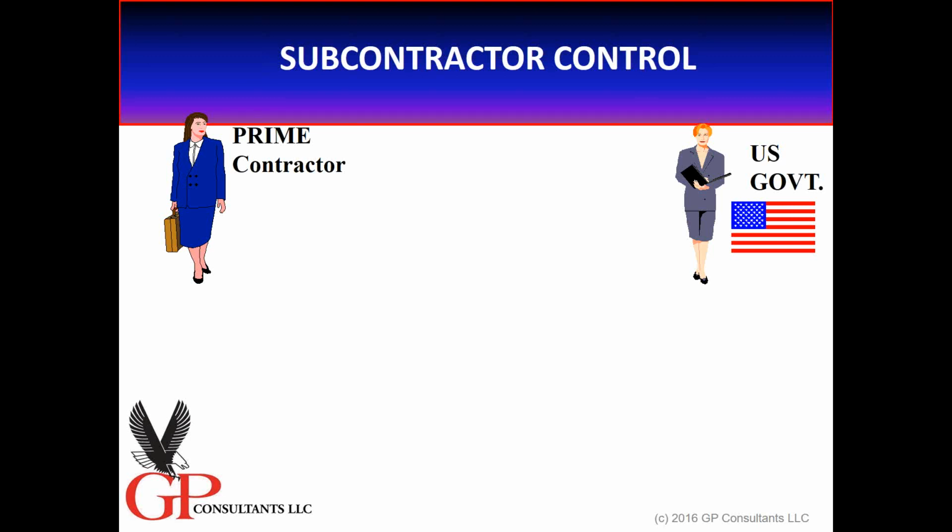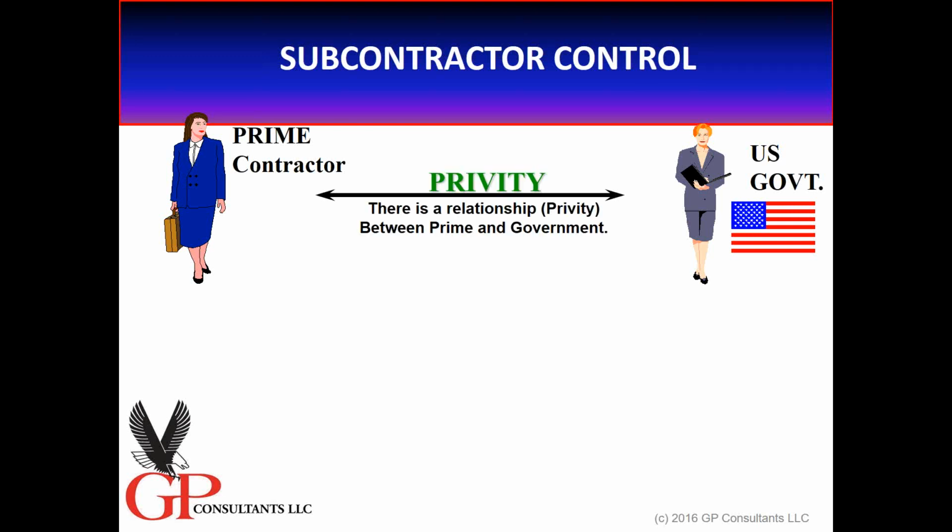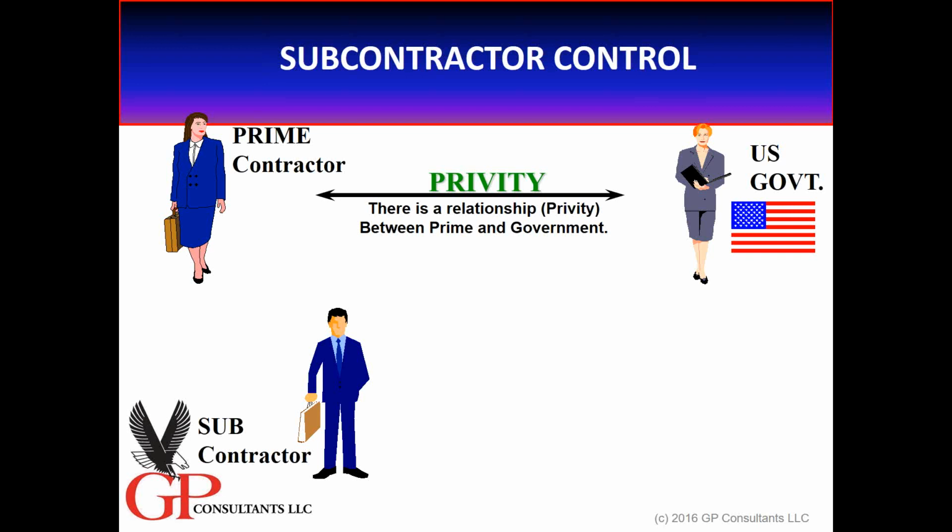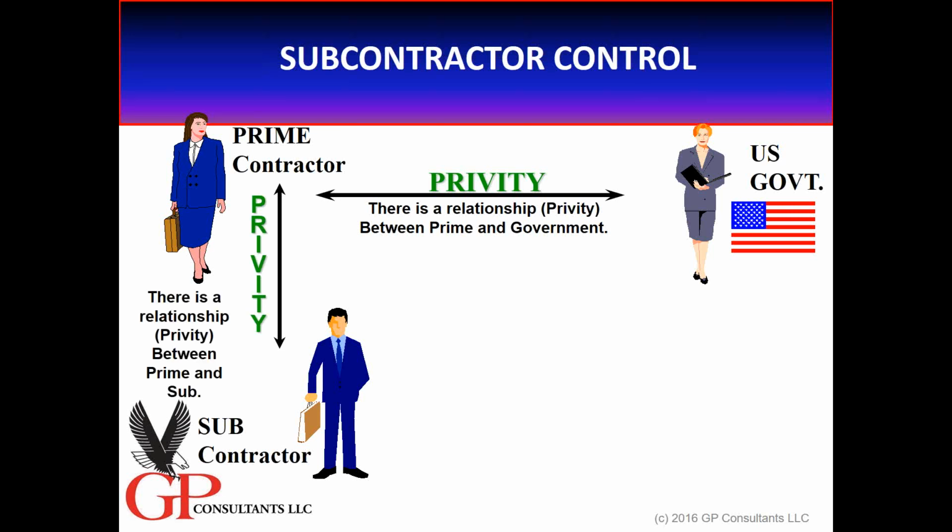Here we have a prime contractor on the left, and here we have the United States government. As their relationship exists, there is privity. Privity through the contract. There is a relationship between the prime and the government. Well, if we throw another party into this mix, we have a subcontractor underneath that prime contractor, and they have some form of relationship. In point of fact, they also have privity of contract. Why? Because the subcontractor has a contract with the prime contractor. There is a relationship between those two parties.